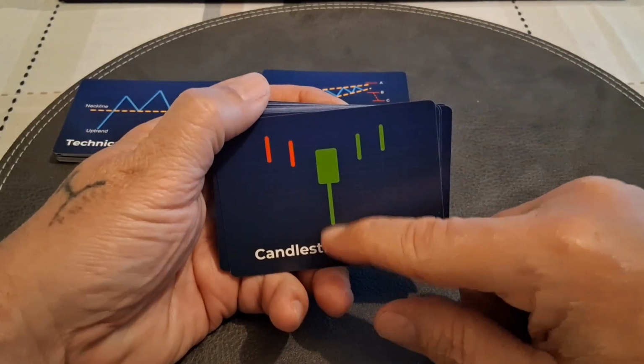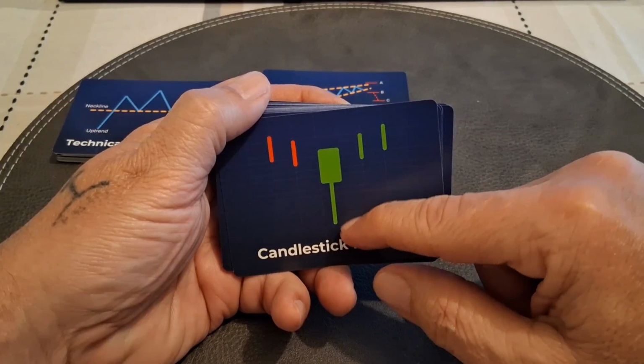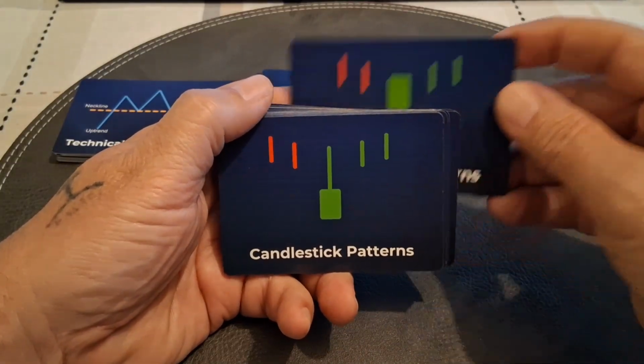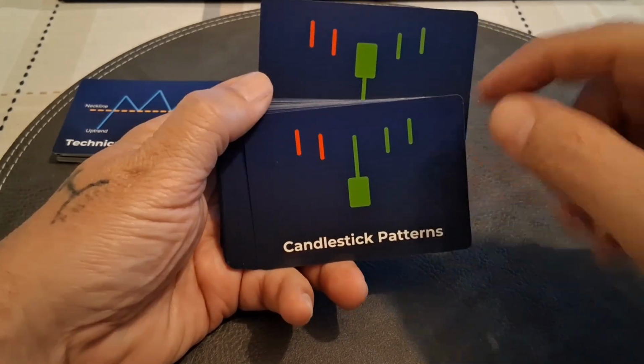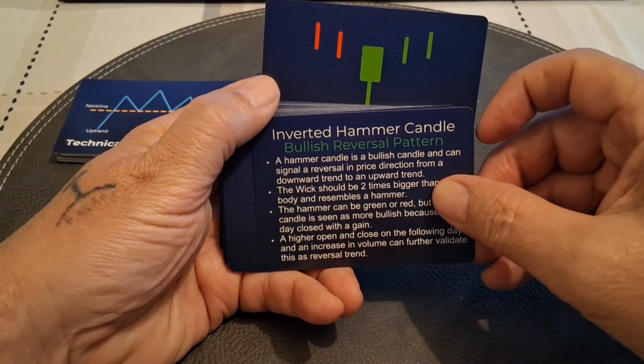See, that's what I'm saying. This is the wick right here. It's gonna be like 2 times the size of this. 1, 2, and then it starts going like a hammer. So that's pretty good. There you got the other one right there. That's the inverted hammer because it's upside down. Inverted hammer candle. See that?